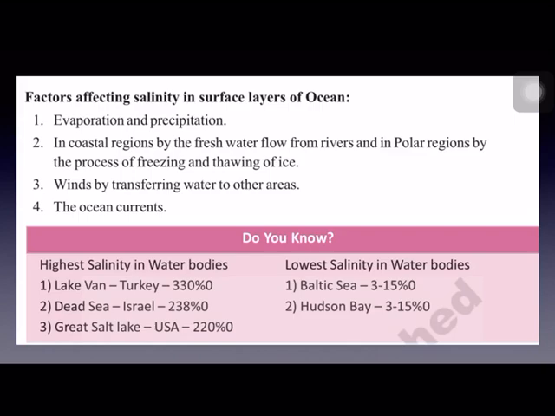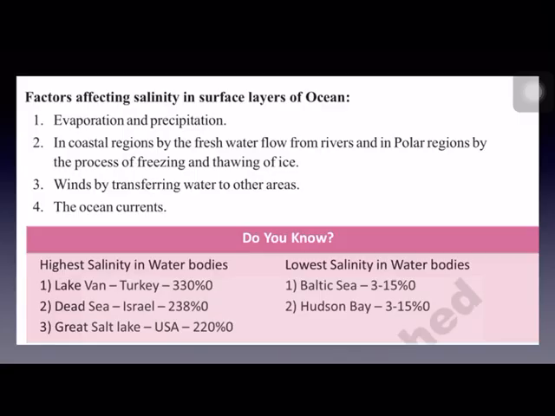And the Dead Sea, it is in Jordan and Israel, and the salinity in the Dead Sea is 238 parts per thousand. This is the second highest salinity. And the third one is Great Salt Lake. This Great Salt Lake is in the USA, and its salinity is 220 parts per thousand. Now let us see the lowest salinity in water bodies.